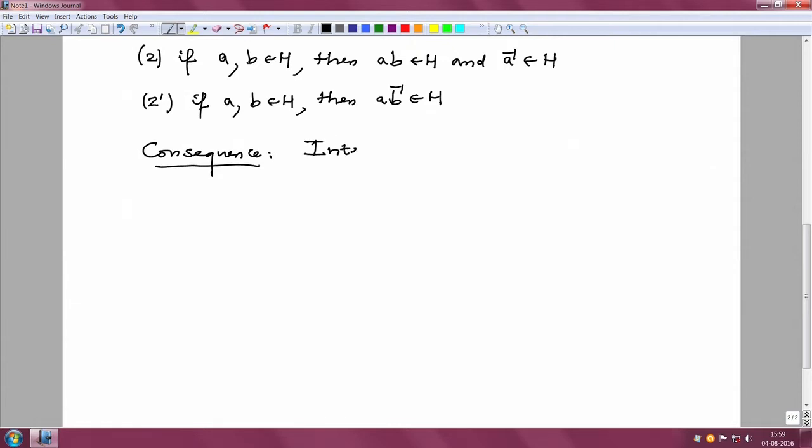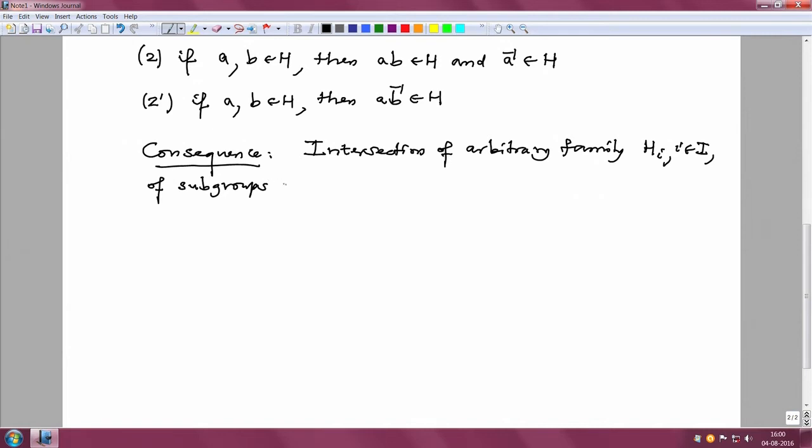The intersection of an arbitrary family Hi of subgroups of G is again a subgroup of G. This is immediate because condition 2 is very easy to check and condition 1 is obvious because the identity belongs to each member. So, the identity will belong to the intersection. Also, I want to note the following corollary to this consequence.